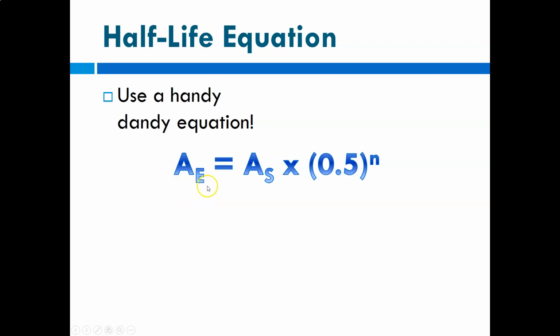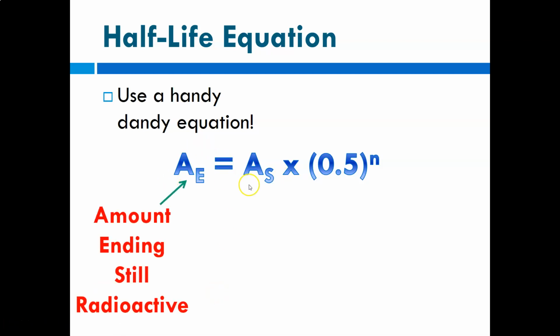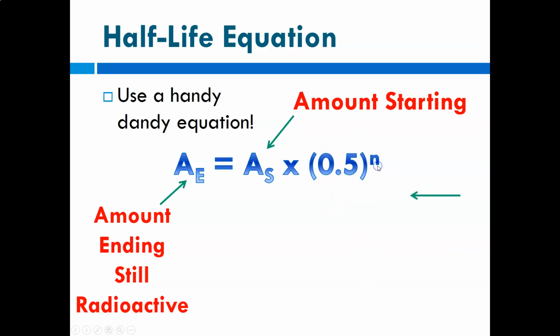So AE is the amount that you end with that is still radioactive. AS is the amount that you started with. Since it's half-life and we're interested as things are cut in half, that's why we put either a 0.5, or you might see people put an actual 1/2 fraction over here. And then N is the number of half-lives that have passed. Not the length of the half-life, it's the number of half-lives. How many times have we been cutting this in half?